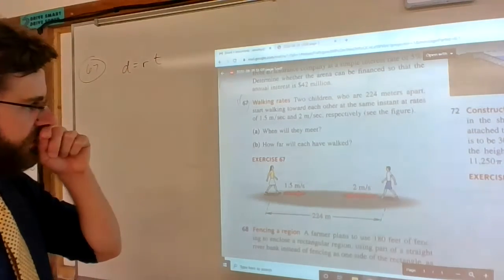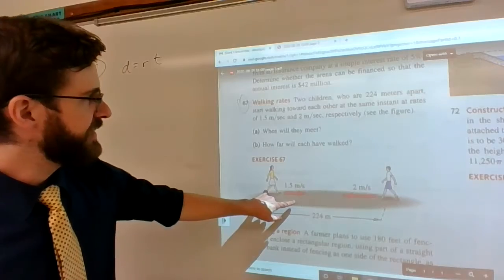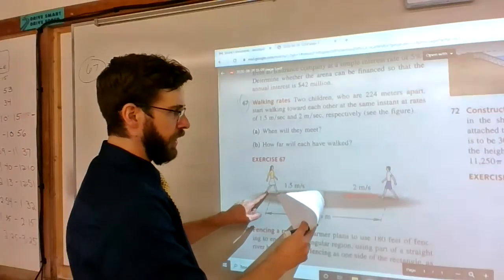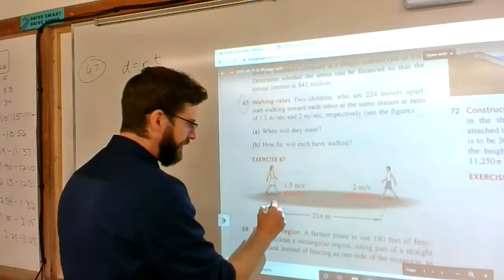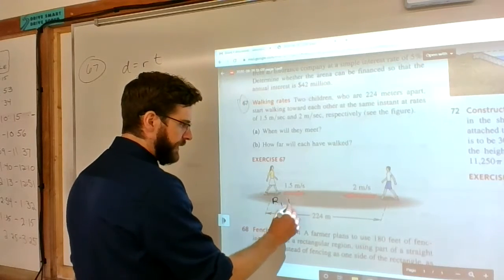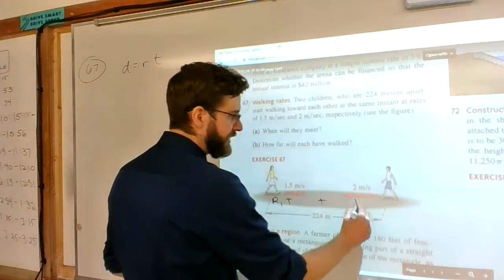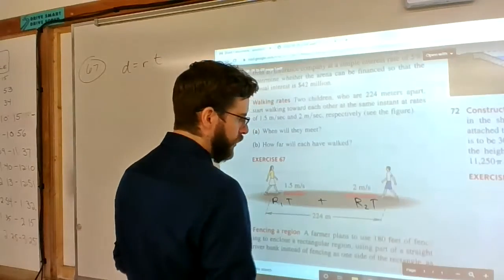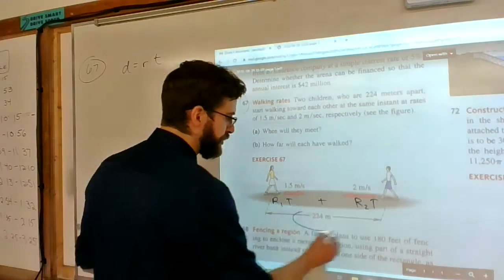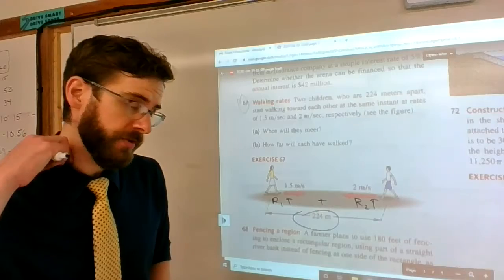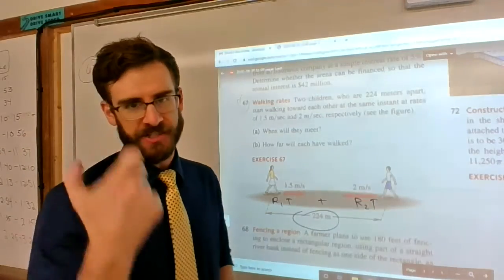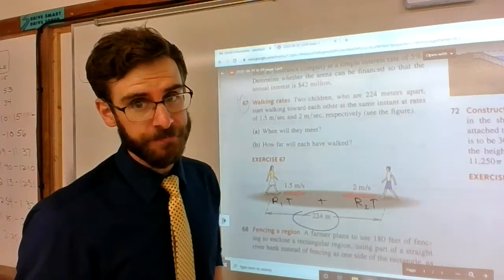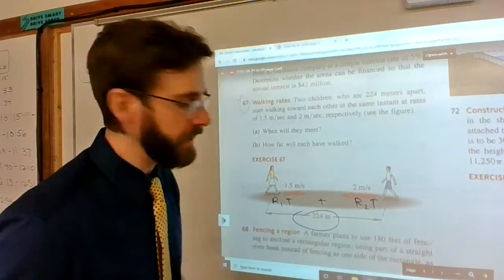So it's kind of like we've got the distance that this girl would walk and the distance this boy would walk. So you're going to have rate 1 times time plus rate 2 times time, which together will equal the 224 meters. The time is the same because it's sort of like taking a stopwatch and saying, all right, they started walking, and then the stopwatch ends once they meet.